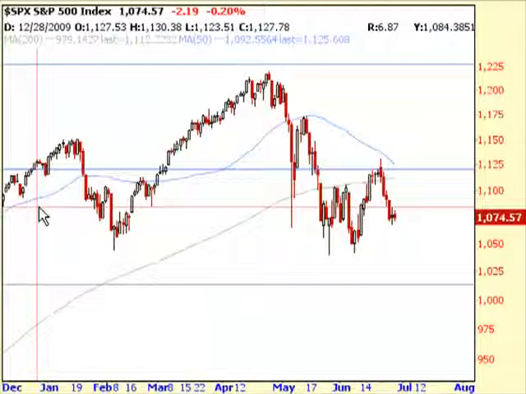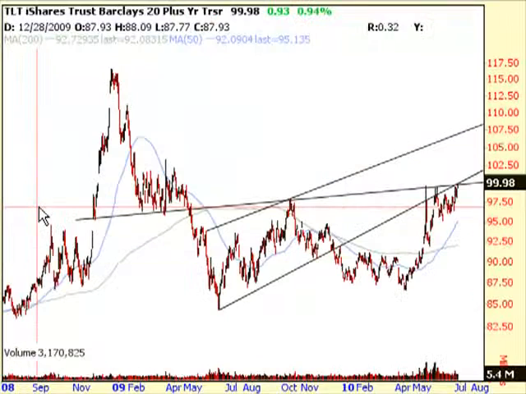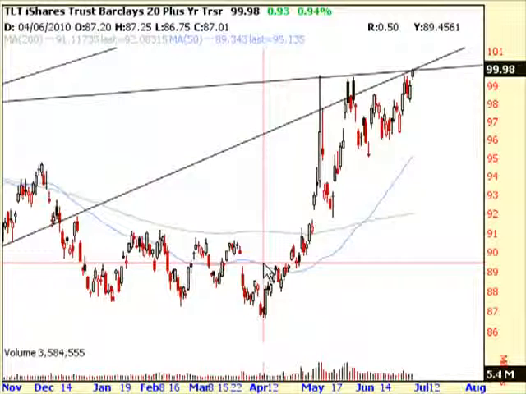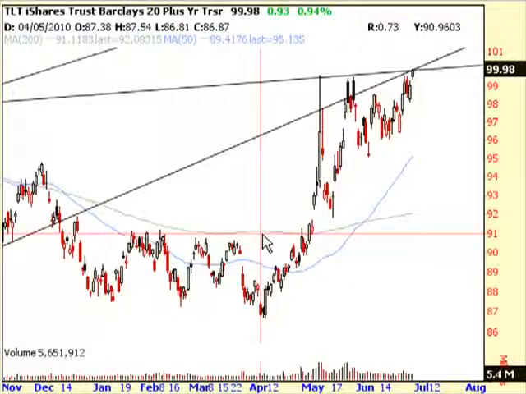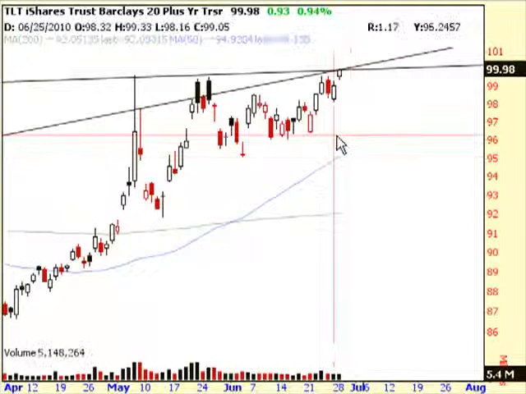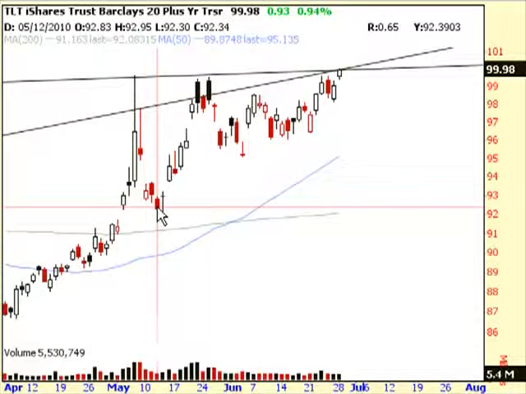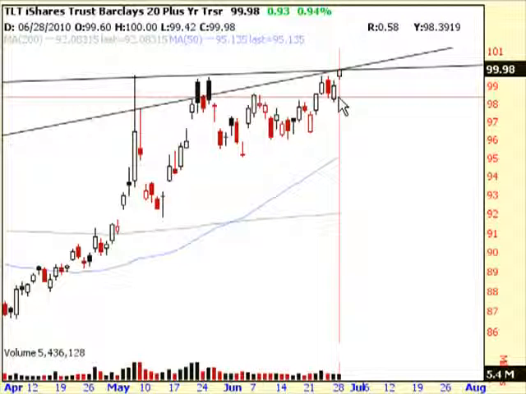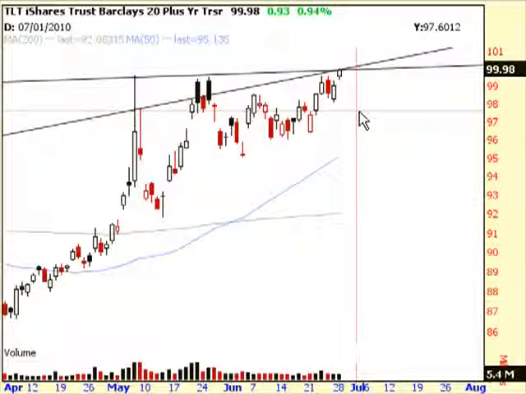For some of the other things, I just wanted to point out the TLT. These are the Barclays iShares, the ETFs that track the 20-year and longer treasuries. The interesting thing about these right now is that they're just having a fantastic time. Anyone who's bought into these in the last 2 or 3 months has had a really great return.